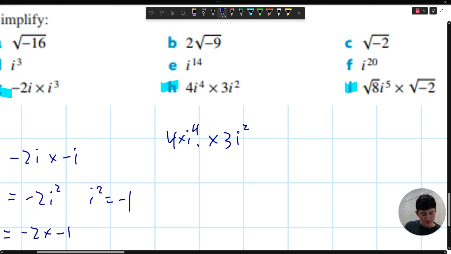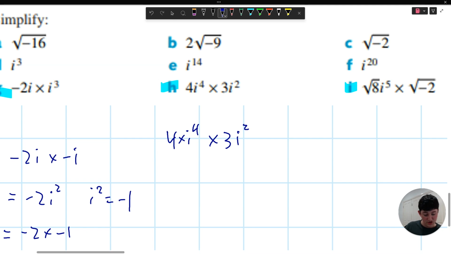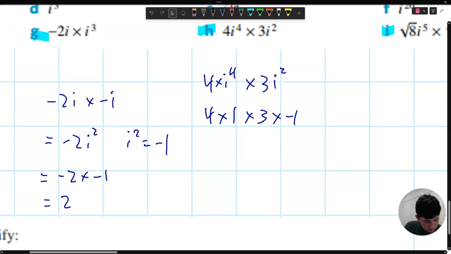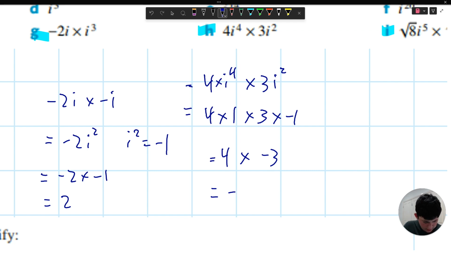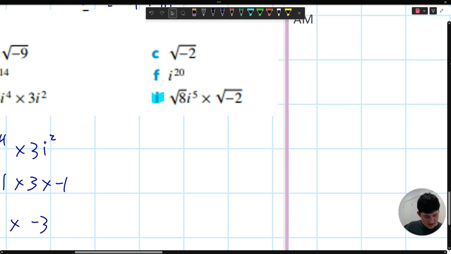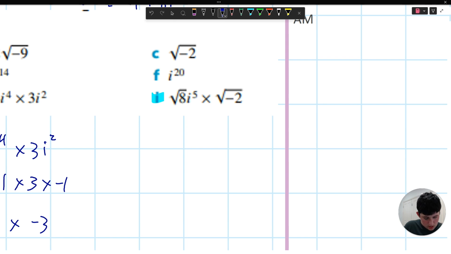What do you remember about i to the 4? It's i to the 0, and i to the 0 is 1. You should all know that. 4 times 1 times 3 times, we just did it over here, negative 1. Therefore, 4 times negative 3 equals negative 12. The fabled surd.